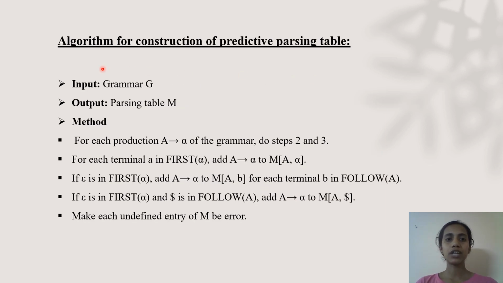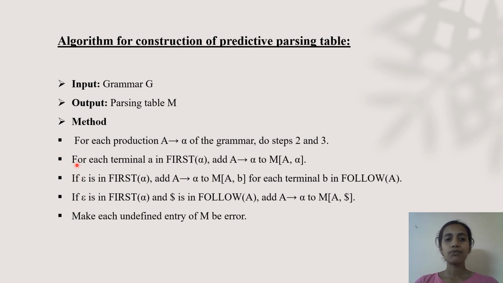Then we are coming to the algorithm for construction of the predictive parsing table. We are giving the input as grammar G and the output we are obtaining is parsing table M. There are four steps to follow in this algorithm. The first step is for each production A tends to alpha of the grammar, do steps 2 and 3. That is, the second and third steps we should follow in a loop.